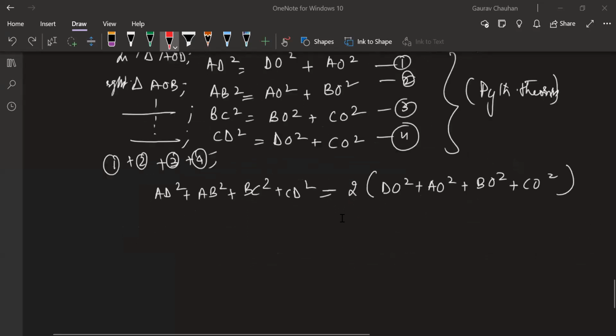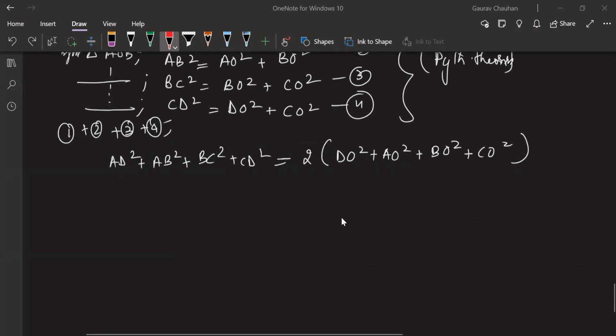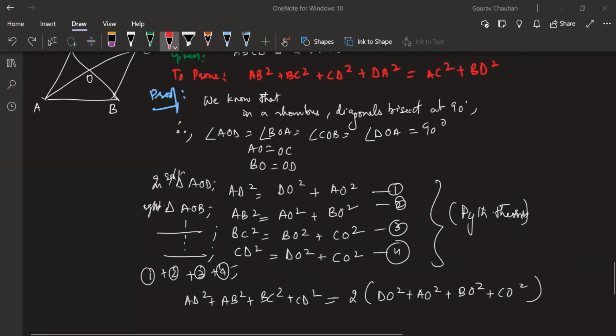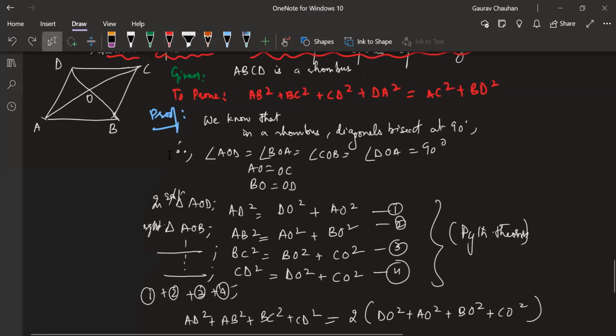Now, from here, what is one more thing which I know? You see here, this is not going anywhere close to ACBD, but something is happening. It's not going anywhere close to ACBD, but I have it in terms of AO, BO, CO, and DO. If you note very carefully, we have already seen AO is equal to OC, which means AO and OC, I can write as AO only.